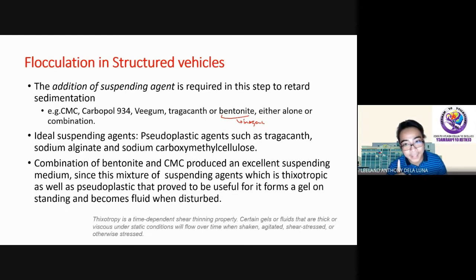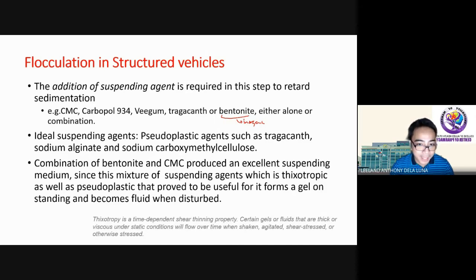Pwede ko lang gamitin ito for bentonite magma, as a radio-opaque solution, para sa mga pag-x-ray ng colon. Okay, usually gumagamit ka ng bentonite magma. Okay, but anyway, so CMC, carbopol, V-gum, tragacanth, these are all natural polymers. Right? You can either use them alone or in combination.